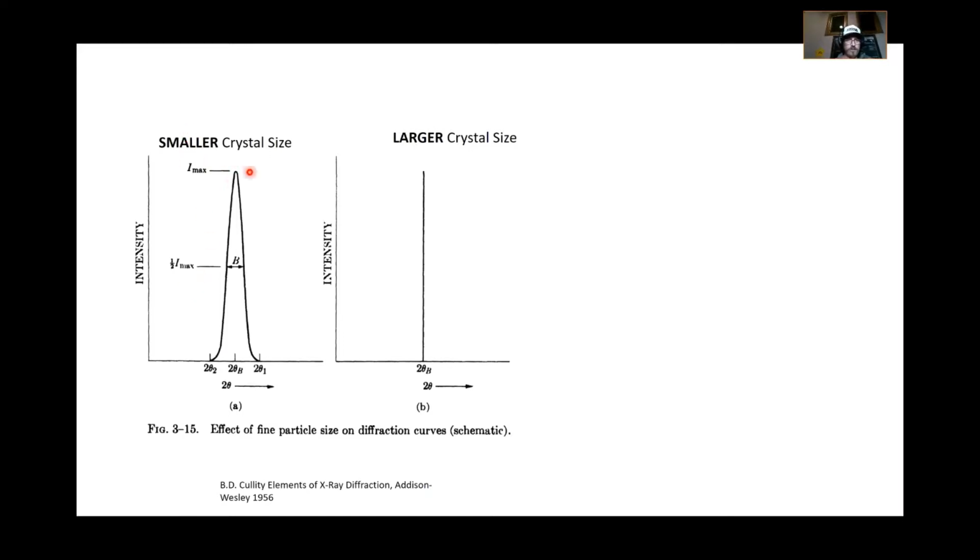Anywho, smaller crystal size, broader peak; larger crystal size, this may be somewhat of an exaggeration. I like how it says schematic. But anyhow, larger crystal size, more narrow peak. That's the effect of crystallite size on your spectra.